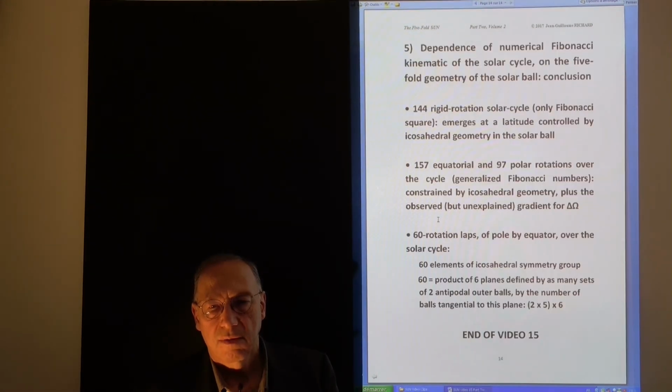That is how far we can go into our investigation of the interplay or interrelation between numerical, kinematic, and spatial geometry of the Sun for now.